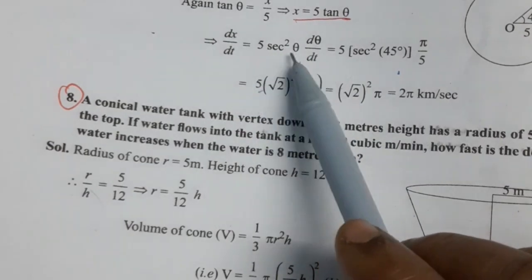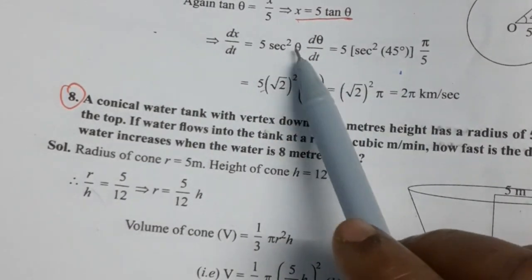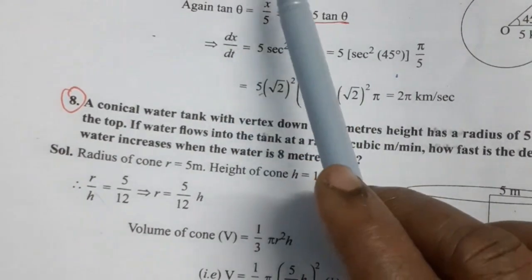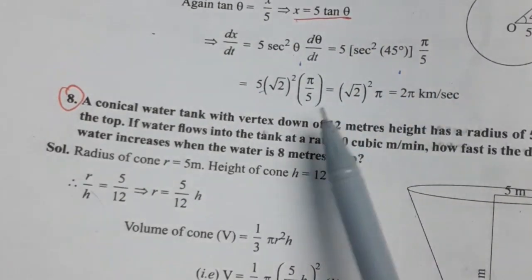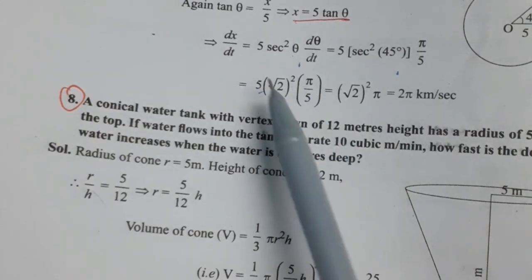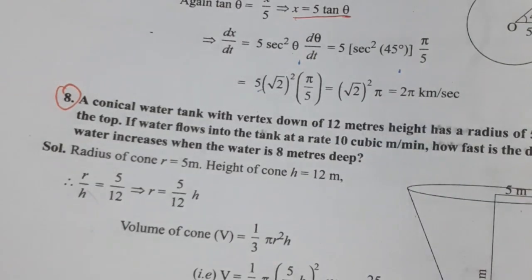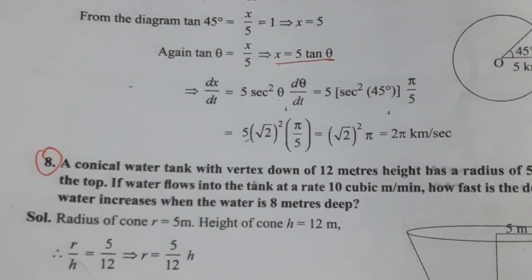How do we get 5 into secant square theta into d theta by dt? 5 is there, secant square, theta is 45 degree, and d theta by dt we already found is pi by 5. Substitute all the results here. So 5 into root 2 the whole square into pi by 5. The 5 cancels. We get root 2 the whole square into pi, that is 2 pi kilometer per second. The next sum I will continue in the next video.